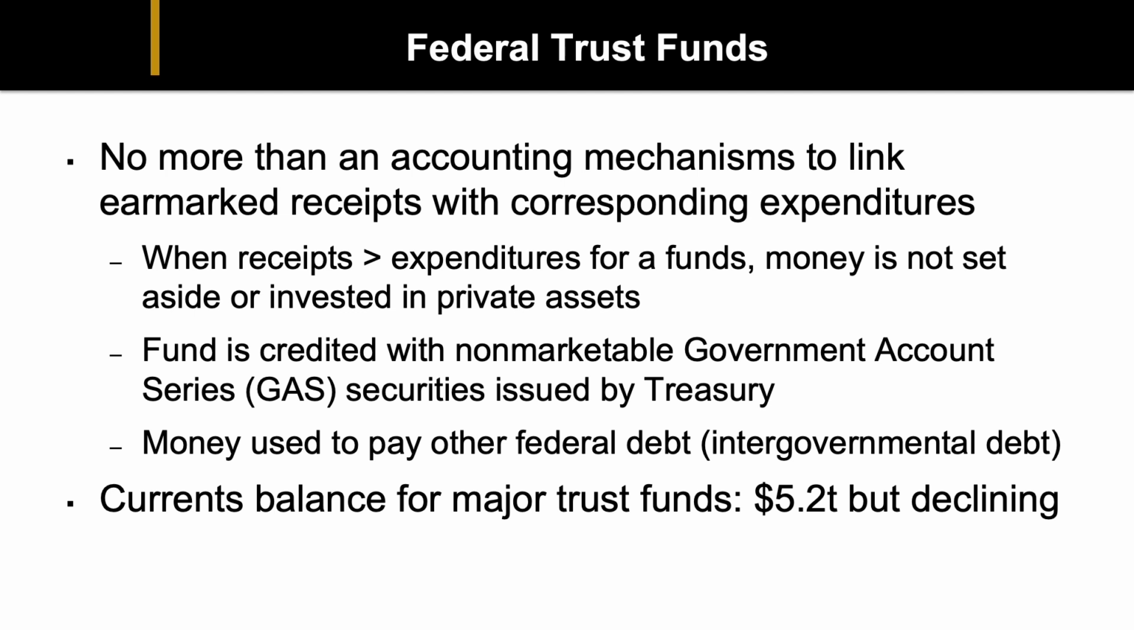And when receipts exceed expenditures, and that happens to most of the funds, at least for some time period, there's money accumulated, and the money's not set aside, and the money's not invested in any private assets. Instead, the money in the fund is taken by the Treasury Department, taken by the government, and they get issued government account series securities to put into the fund rather than the actual money. And Treasury takes the money and uses it for other parts of the government.